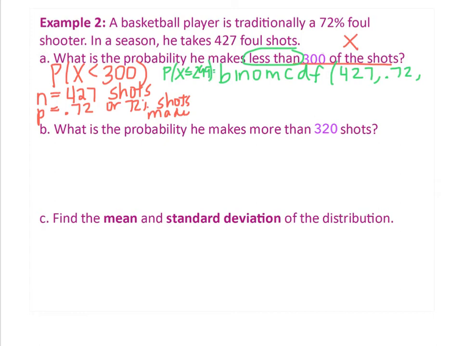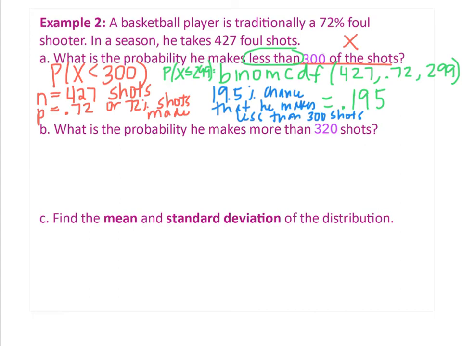So just to repeat why I did that, 299 would be less than or equal to, and we said this last number that I enter, my binomial CDF is going to go through that number. I don't want to go through 300, I only want to go through 299. So when I do that in my calculator, I get 0.195. I can round to 3 decimal places. So there's a 19.5% chance that he makes less than 300 shots.